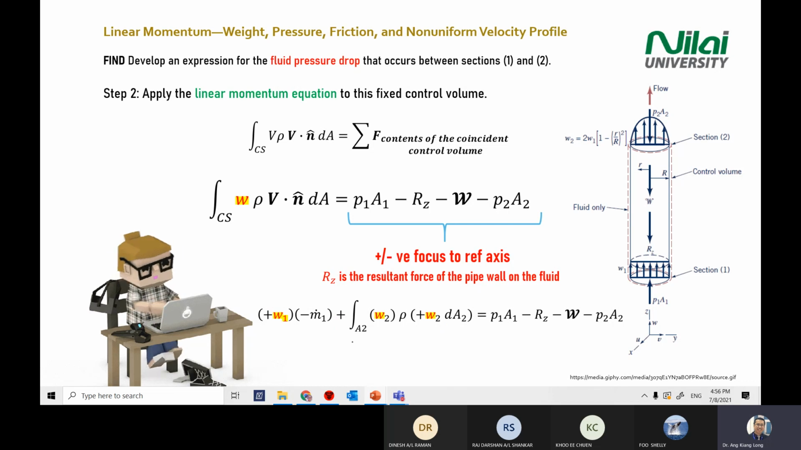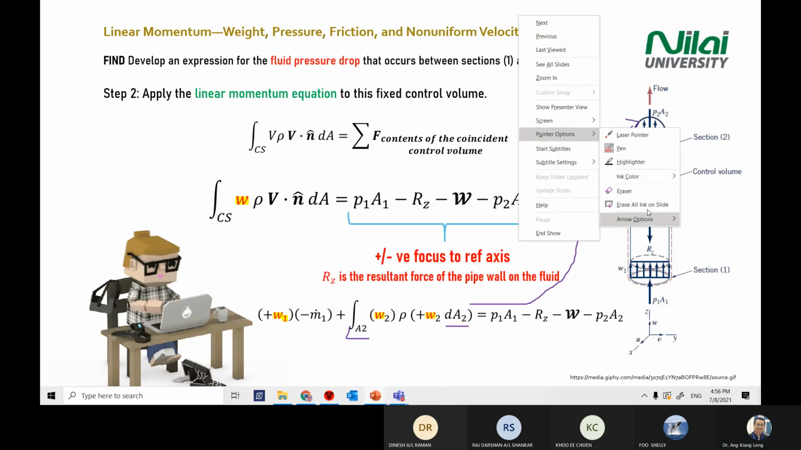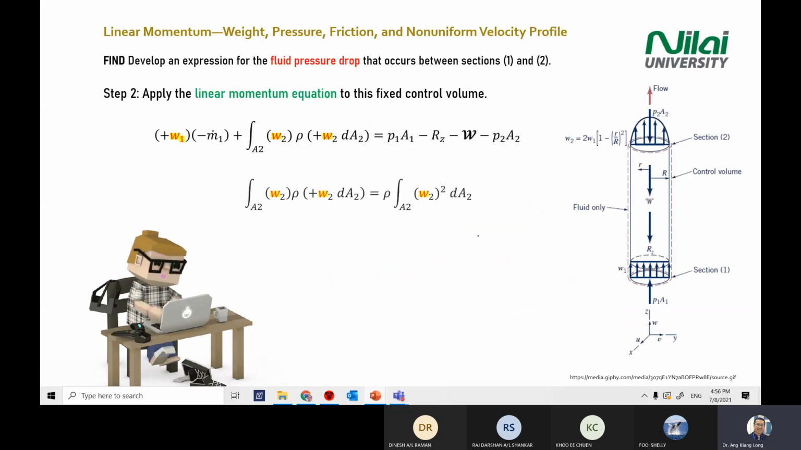Then the next one, why in the second section do we need to use the dA? Why is there an integration of dA? Because in section 2, you have a parabolic shape of velocity. That's why you need to integrate your answer here. Okay, the rest is mathematics. You rearrange. I put it here, just a step of mathematics.